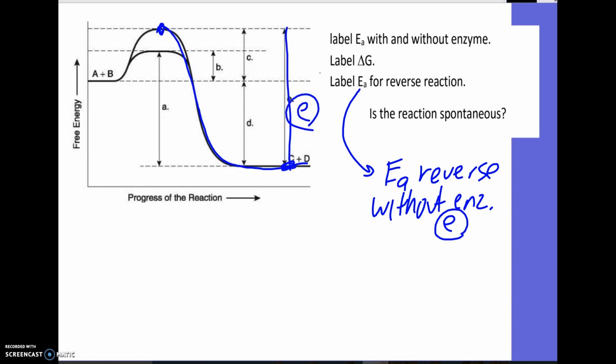And what if I had the enzyme? What would it be then? Right, so EA with the enzyme going the other direction would be A, from here to the top of the lower hill. Honestly, that's every possible question I could ask on this picture. So if you understood those, you should definitely get any questions about this graph right.